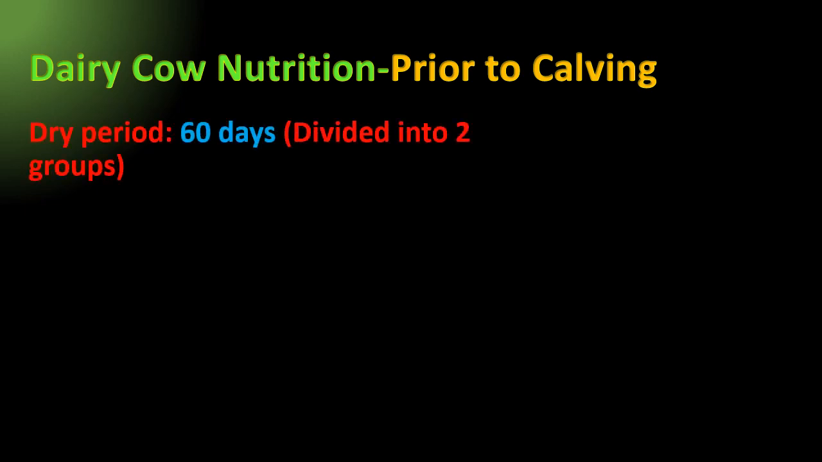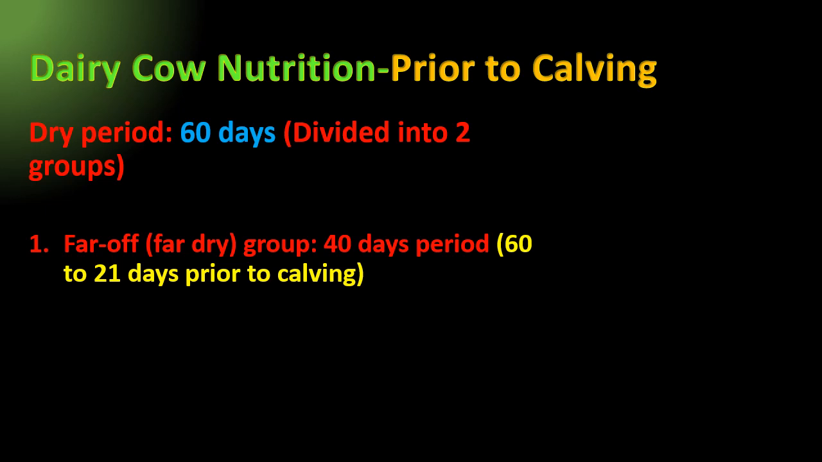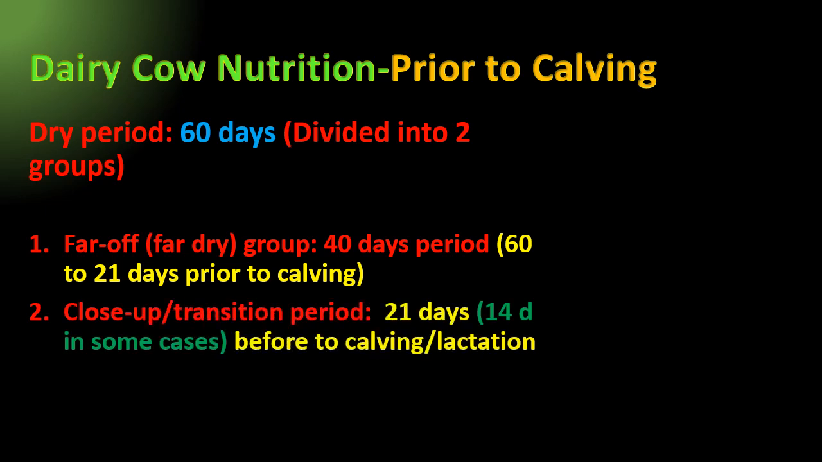So for better management of cows, the dry period, which is usually 60 days, is divided into 2 groups. The first group is called far off or far dry group. It is a 40 days period, 60 to 21 days prior to calving, and the second is close up or transition period, that is 21 days before calving, or in some cases 14 days before calving. Dividing this dry period into 2 groups is for the purpose of better management and feeding of cows.